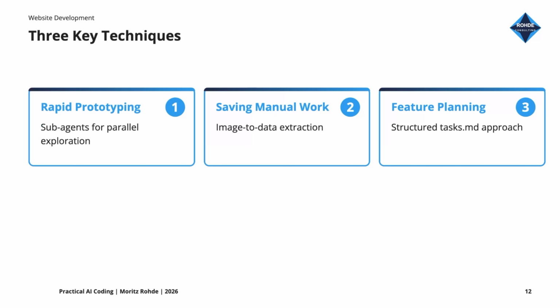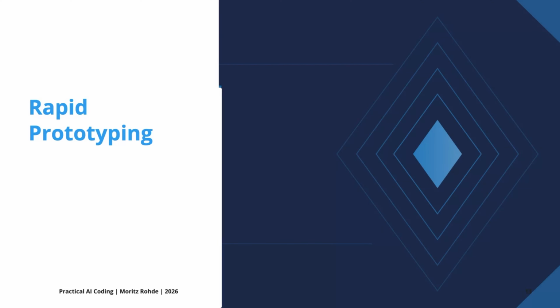So let's take a look at 3 different approaches I learned. So the key techniques are basically rapid prototyping and leveraging sub-agents for this, saving manual work in order to extract data from an image, since OCR, image recognition, is also part of some AIs. And the third part is actually feature planning, so having a structural approach on planning big features. So let's deep dive. Rapid prototyping.